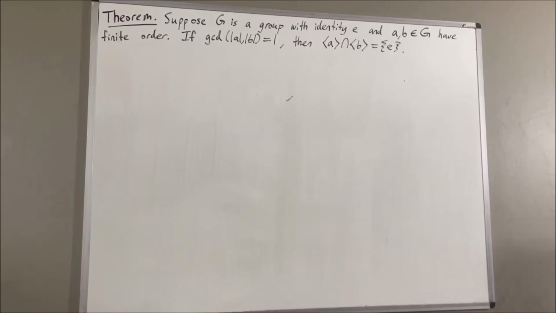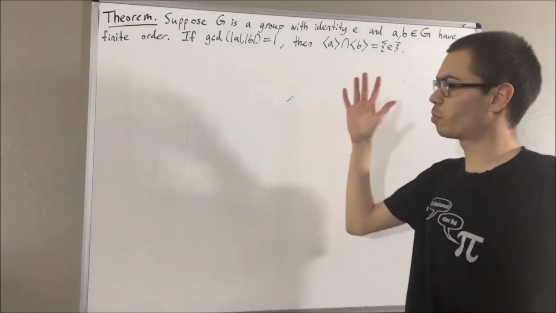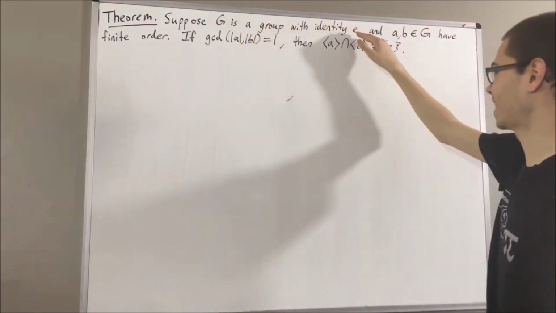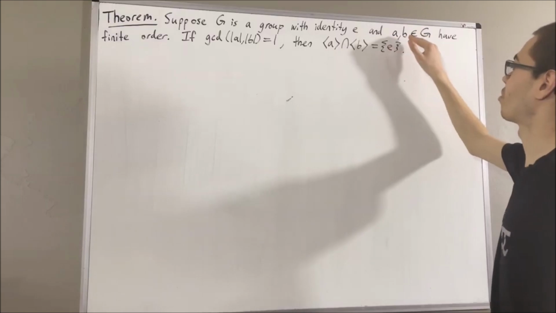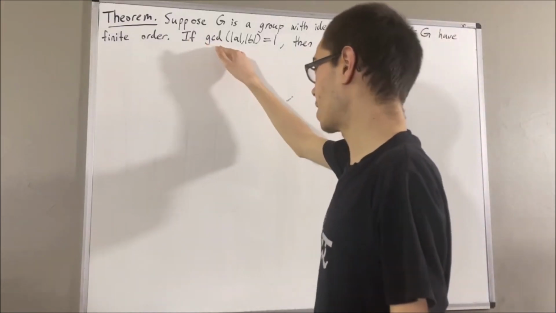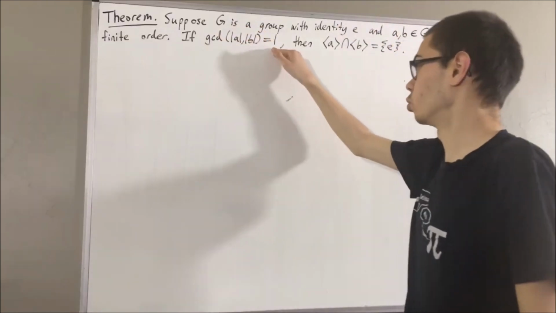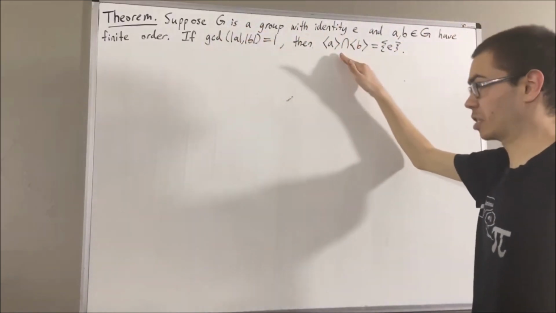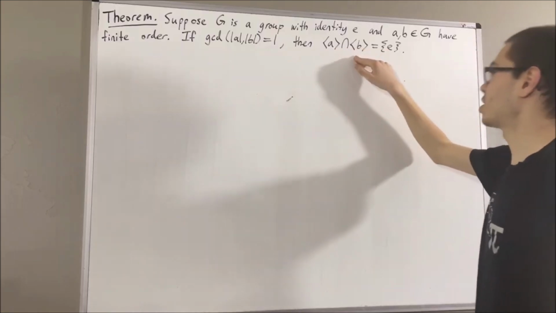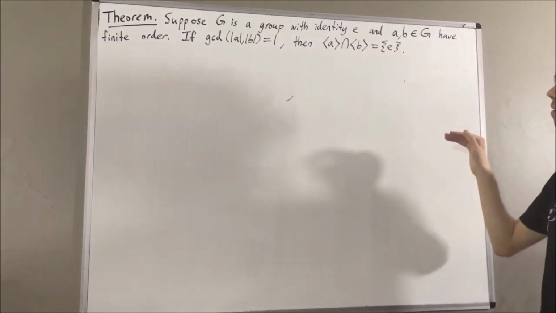Hello! In this video, we are going to prove the following theorem. Suppose G is a group with identity element e, and suppose a and b are elements of G with finite order. If the greatest common divisor of the order of a and b is equal to 1, then the intersection of the group generated by a and the group generated by b consists only of the identity element.